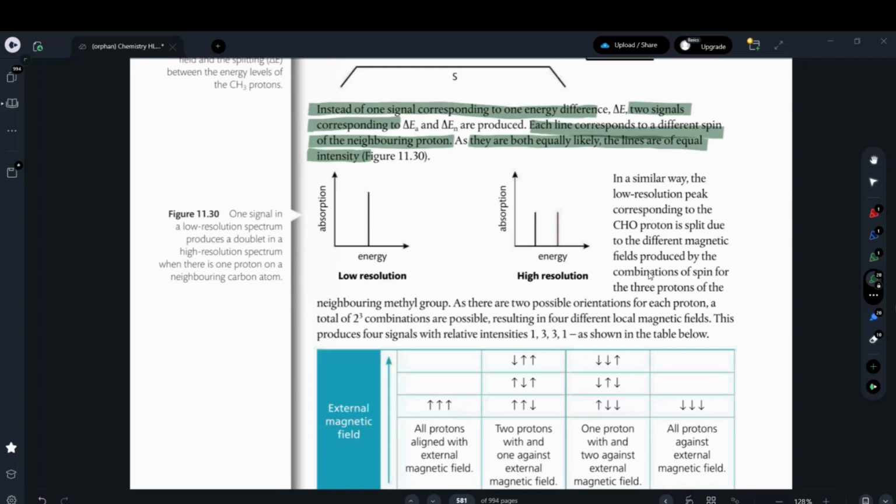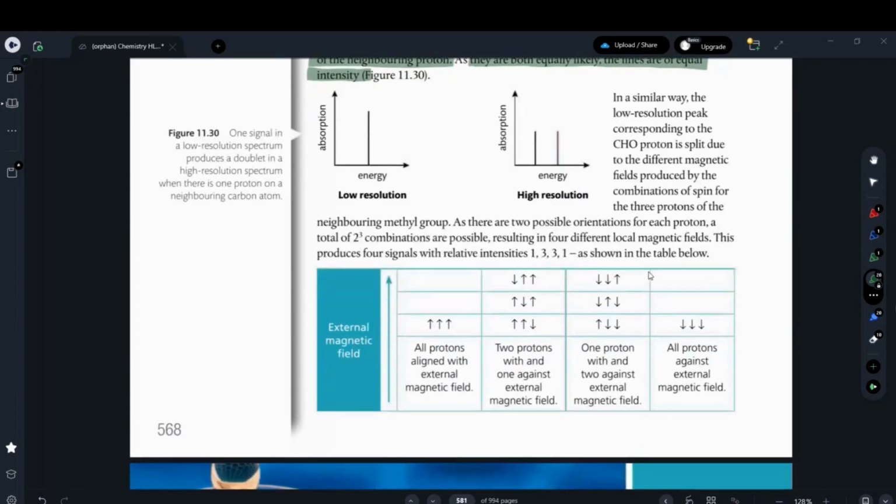But if that is the case with three sets of hydrogens, then you're calculating a total of 2 to the power 3 combinations. So you'll get 1, 3, 3, 1. That's how you'll get the peaks in this case. The possible set of orientations are written at the bottom. You can see two protons, like all three protons aligned with the external magnetic field. All three protons are against the external magnetic field. Meanwhile, you're also considering that the hydrogen attached to the CHO is also aligned with the external magnetic field here.